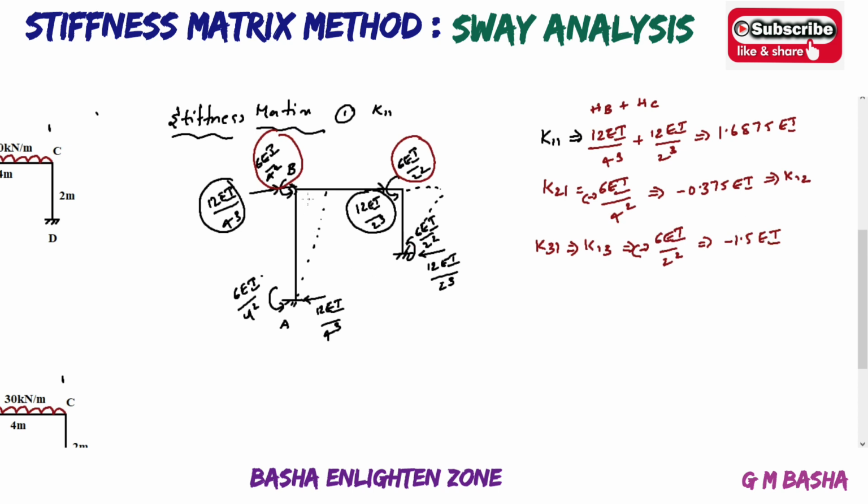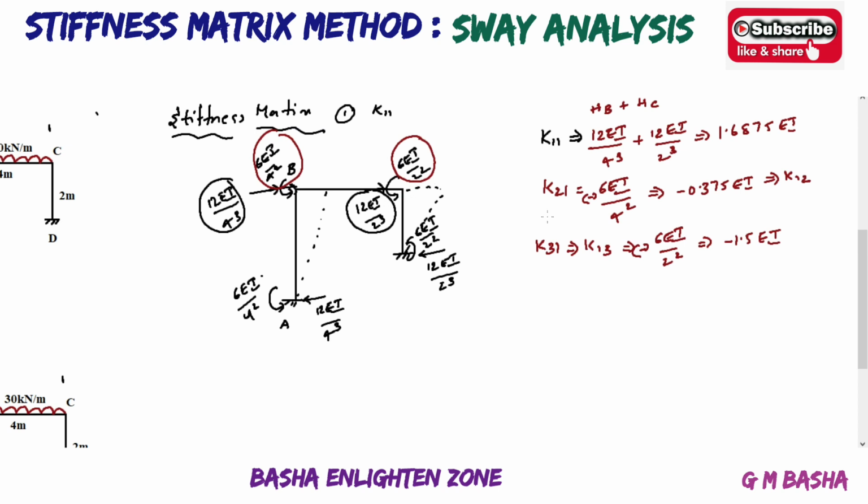So after resolving the forces, that is HA, HB, HC, HD, whatever the forces acting at HB due to sway, I am taking this two combination 12 EI by 4 cube plus 12 EI by 2 cube as K11, and the remaining value at B will be the moment left here at B, 6 EI by 4 square, that is K21, and remaining value at C will be 6 EI by 2 square. So this is the procedure for finding sway problems.